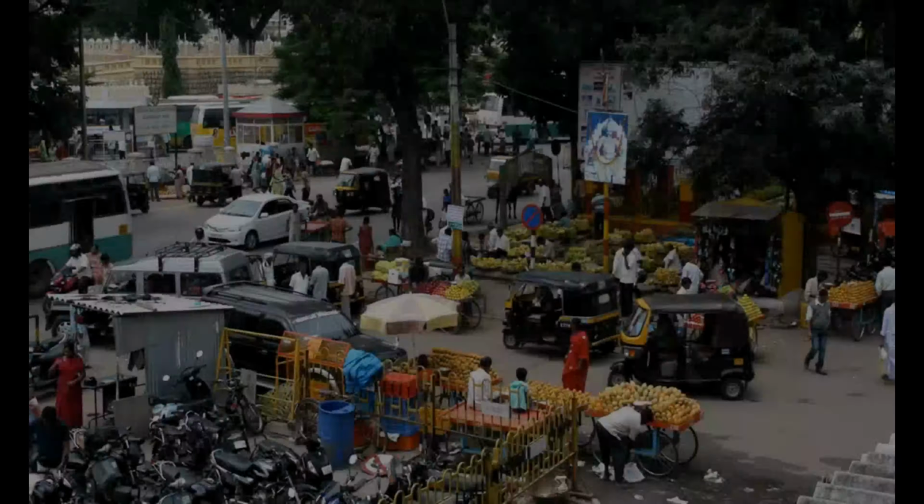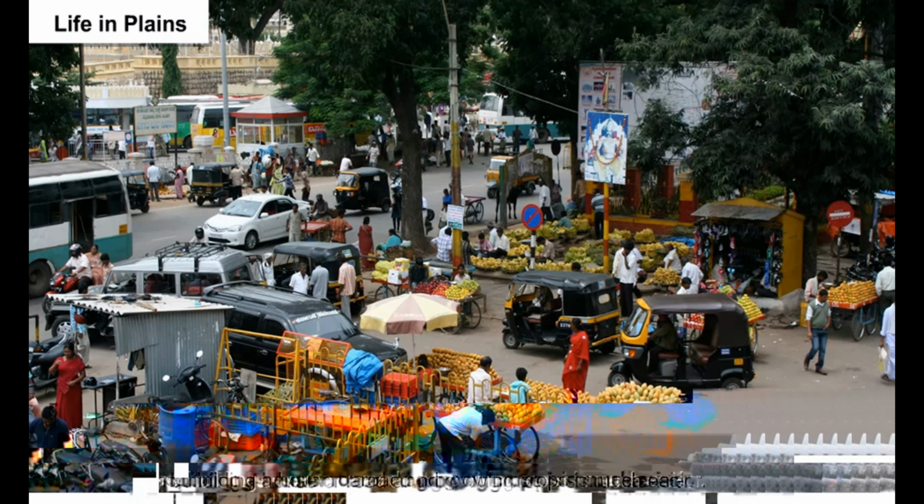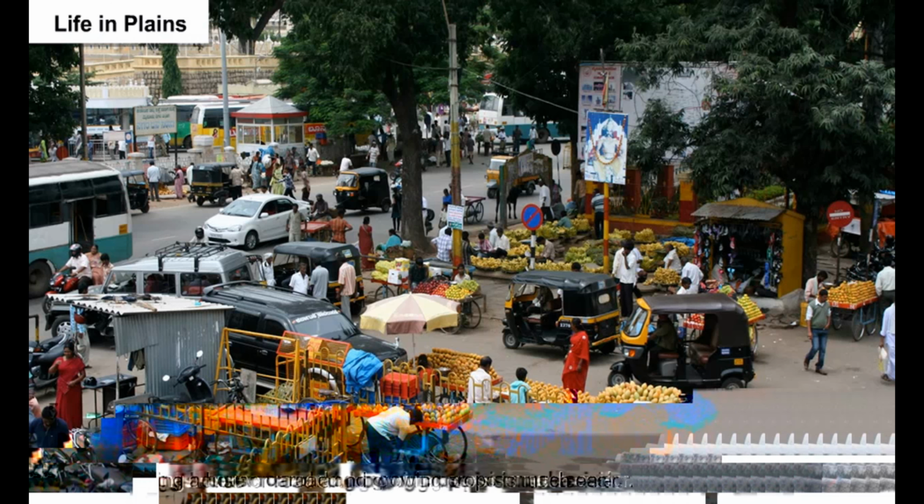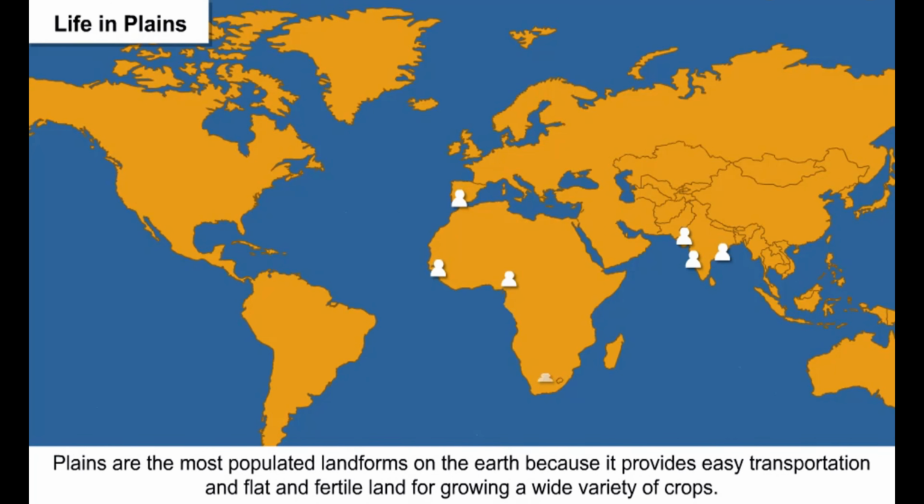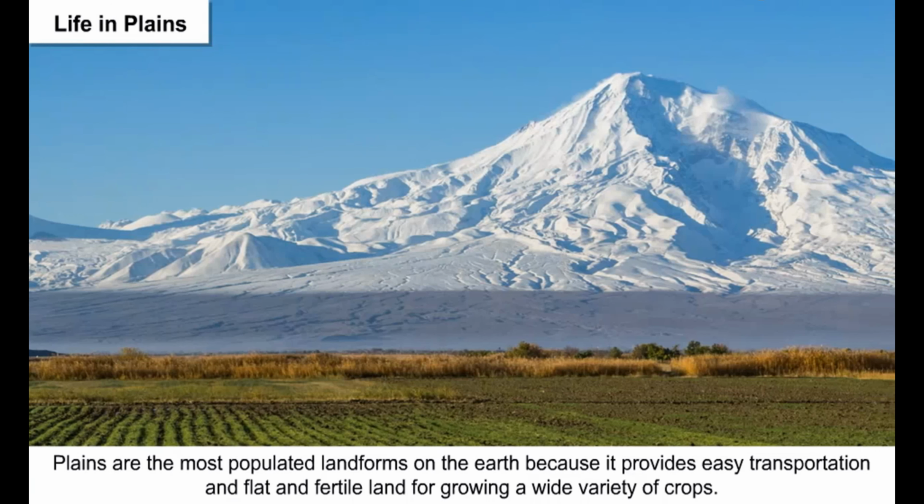Life in plains. In plains, building a house or road and growing crops is much easier. Plains are the most populated landforms on the earth because it provides easy transportation and flat and fertile land for growing a wide variety of crops.